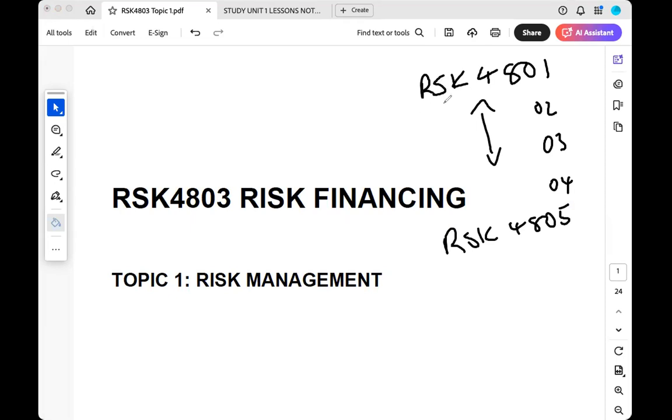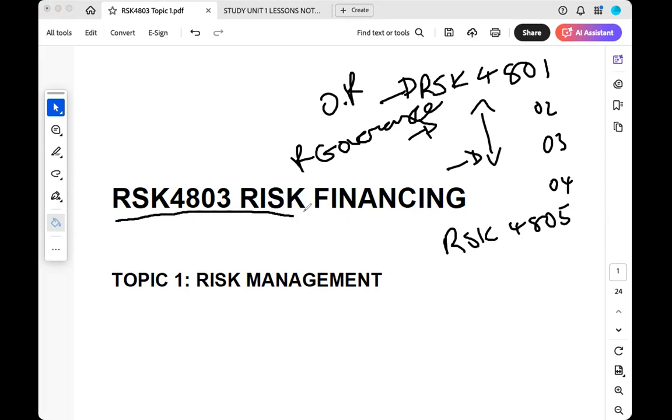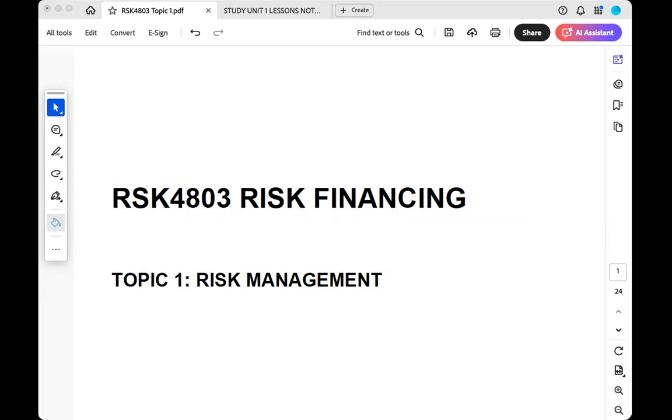And each of these RSK modules focuses on a specific area of risk management. RSK 4801 focuses on operational risk management. 02 focuses on risk governance and compliance issues. 03 is the one we are looking at now, the first lesson. It's known as risk financing. 04 focuses on credit risk management, and 05 focuses on market risk management. So this is going to be the first class focusing on RSK 4803, in particular, risk financing.